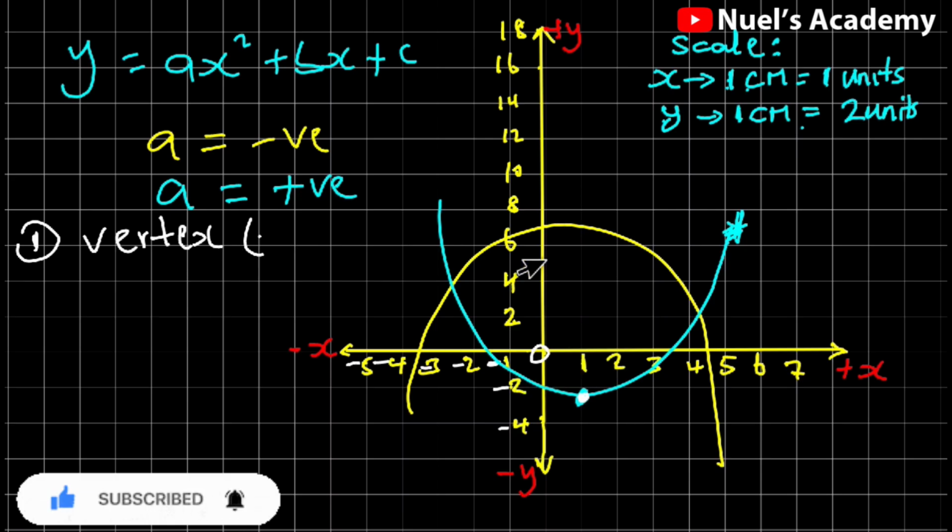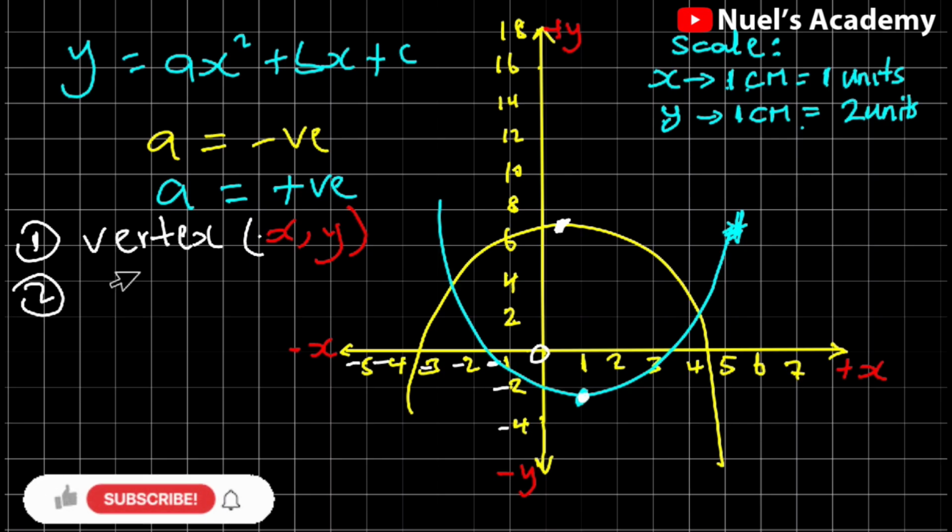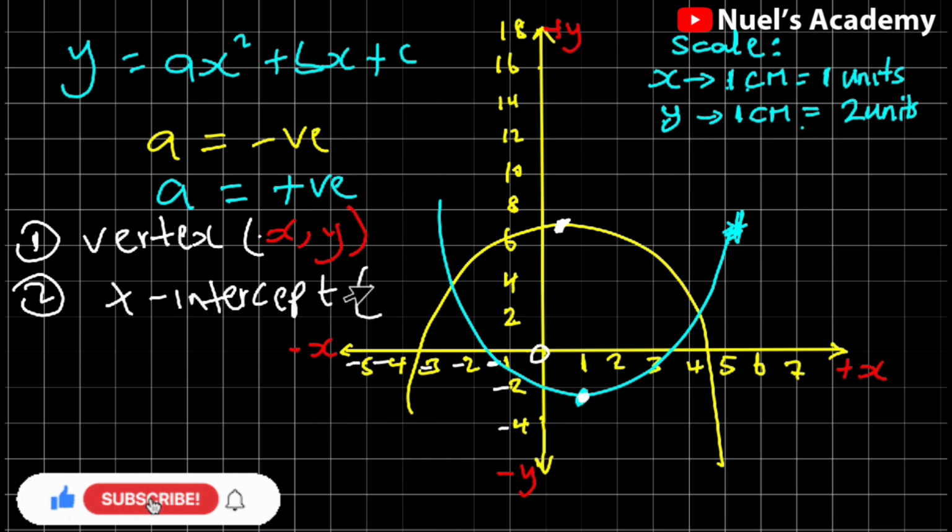Same thing is applicable to this yellow one. So we can say that this is the point where it changed direction. So we need this vertex to graph a quadratic function, and it has both x and y coordinates. The second key parameter we will be using is the x-intercept, which is the root of the equation. This is what we popularly call the roots of the equation.